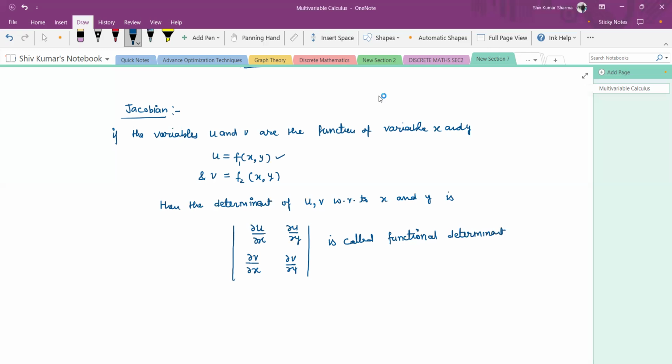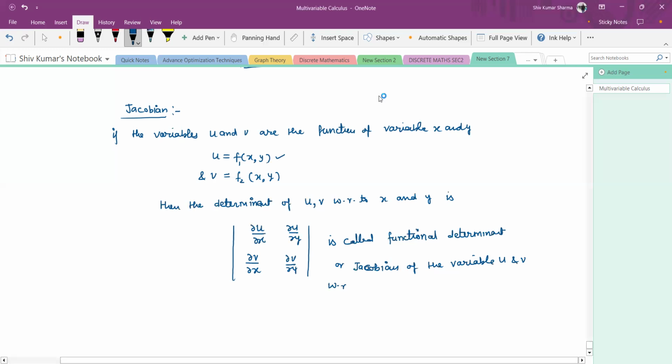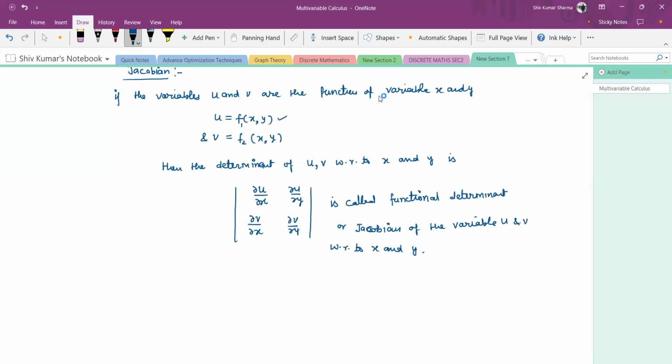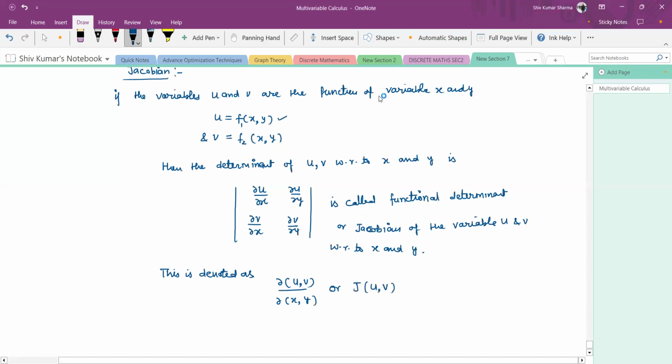Functional determinant or Jacobian of the variables u and v with respect to x and y. This is denoted as del(u, v) upon del(x, y), or simply we write it as del(u, v) upon del(x, y), or Jacobian of u, v.